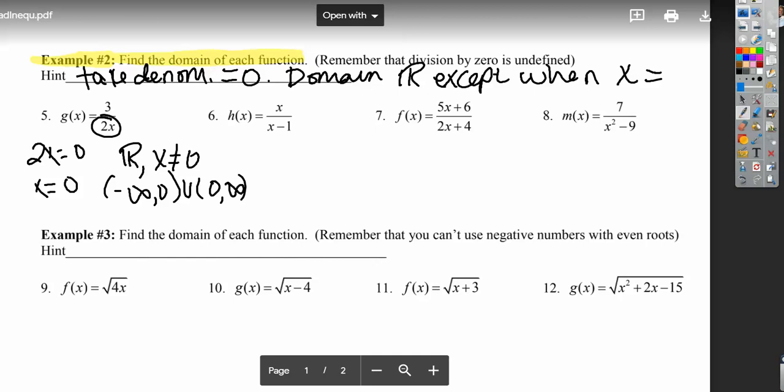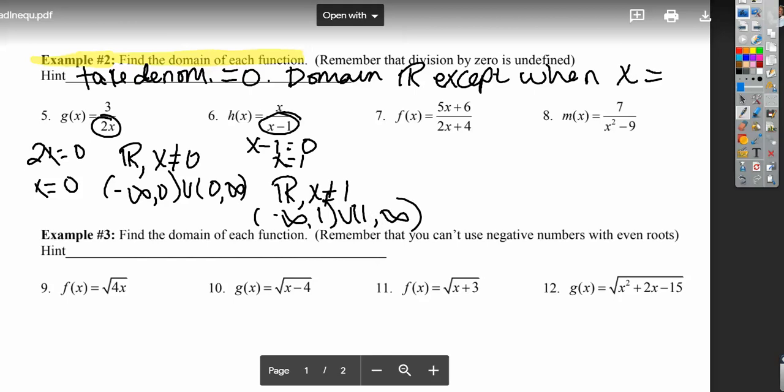So whenever I have a fraction, I take my denominator and set it equal to 0. For number 6, x minus 1 equals 0, so x equals 1. So my domain is all real numbers, but x is not allowed to equal 1. If I wanted to put this in interval notation, it would be like so. Go ahead and try number 7 and number 8 on your own, and if you have questions, come see me, or you can check the answers on Google Classroom.